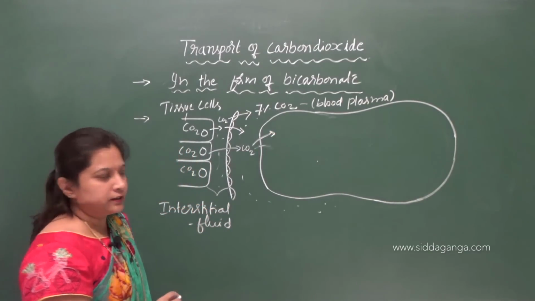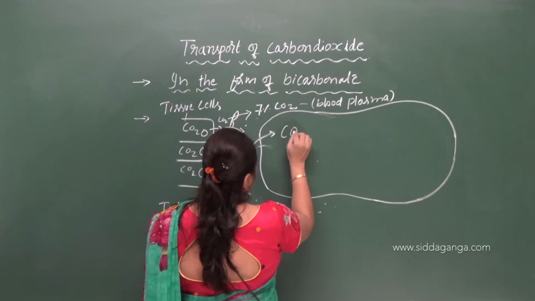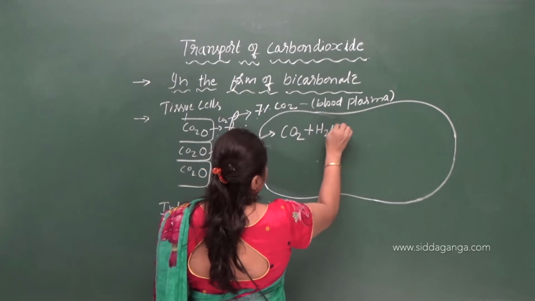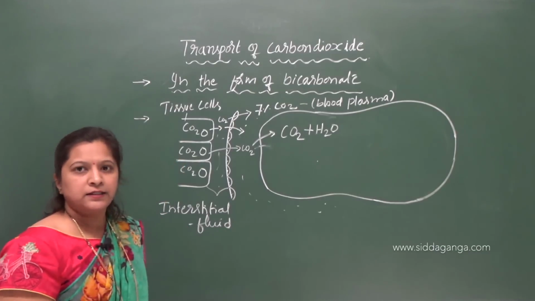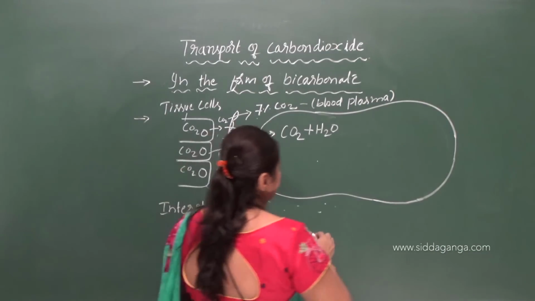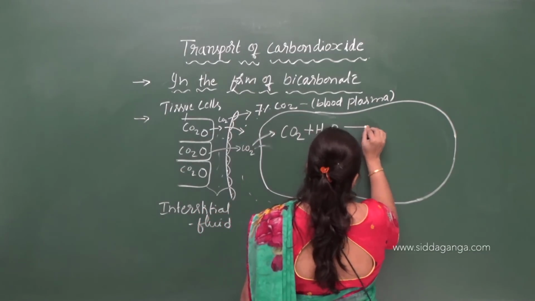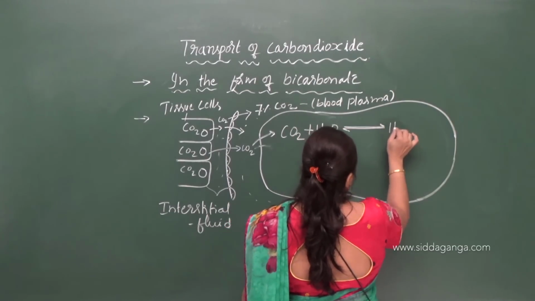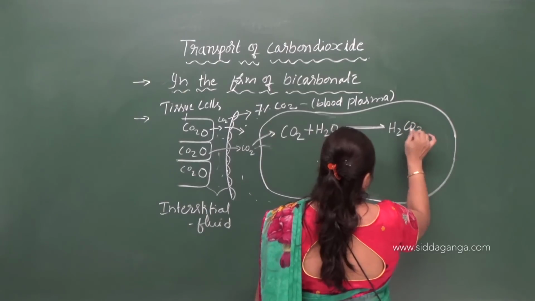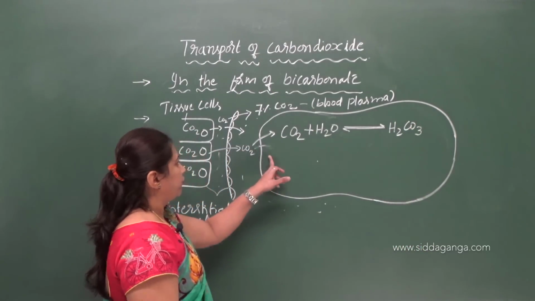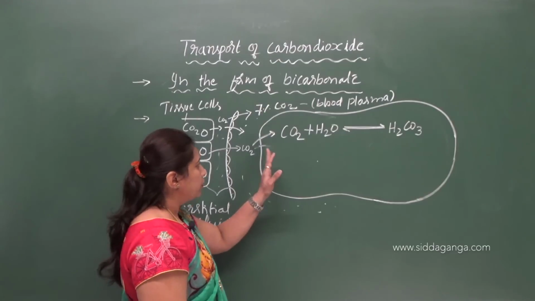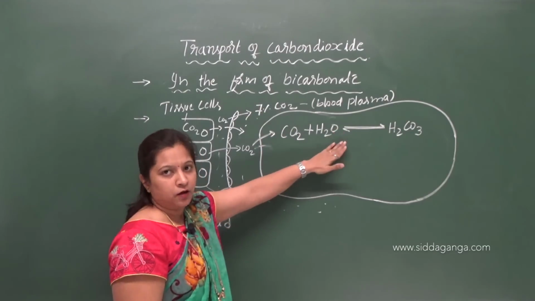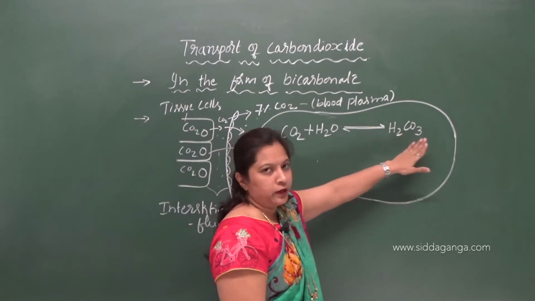So in the RBC, the carbon dioxide combines with water and forms what? Carbonic acid, H2CO3. So after entering into the RBC, about 70% of the carbon dioxide will combine with the water and form carbonic acid.